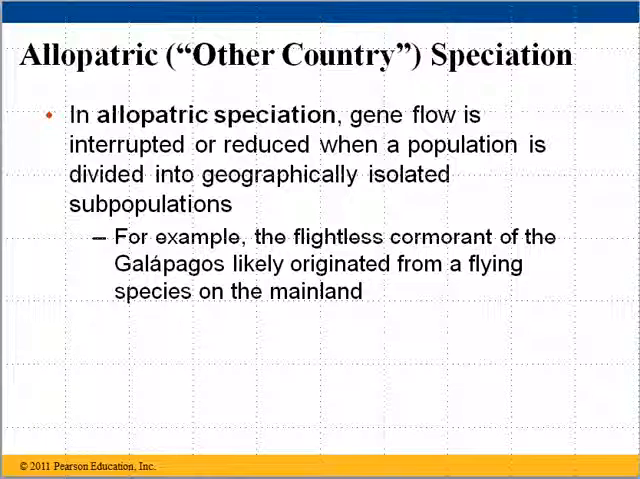A good example is, earlier in the slideshow we saw the flightless cormorant of the Galapagos Islands. It is very similar to the cormorants that you find on the mainland that can fly and have some other different characteristics. So it likely originated from a flying species on the mainland, became isolated there at the Galapagos, and slowly diverged and changed until now it is considered its own species.